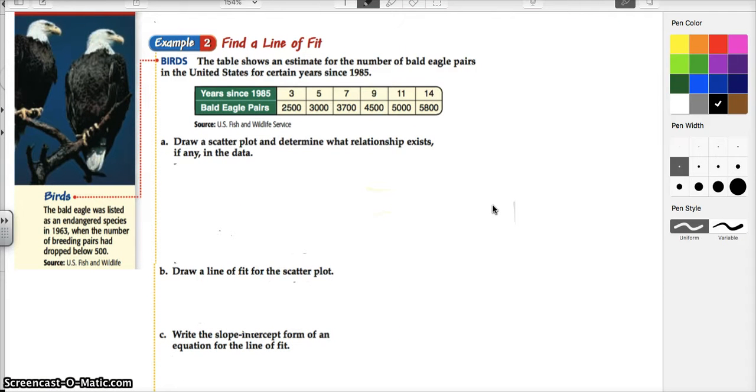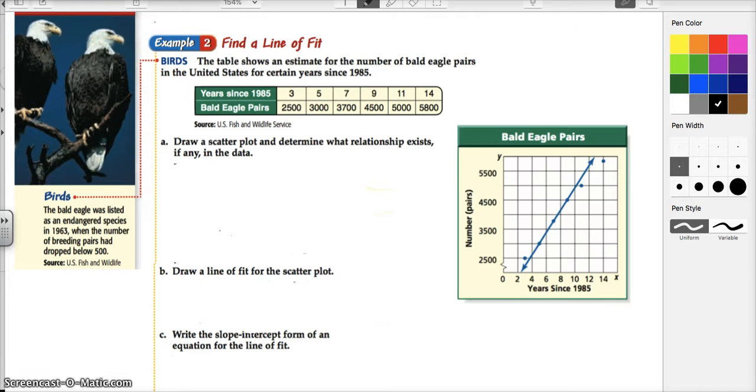Looking at example 2, we're going to find a line of fit. First, we're going to draw a scatter plot and determine the relationship that exists, if any. Basically, as we've talked about before, we're going to use the first value as our x and the second as our y, and we're going to plot these values. After we plot the values, we're going to try to draw a line of fit. Let's check that out. The data is plotted here, and I kind of stole this a little bit from the textbook. Each of these points is plotted here. And that's all you needed to do for part A.